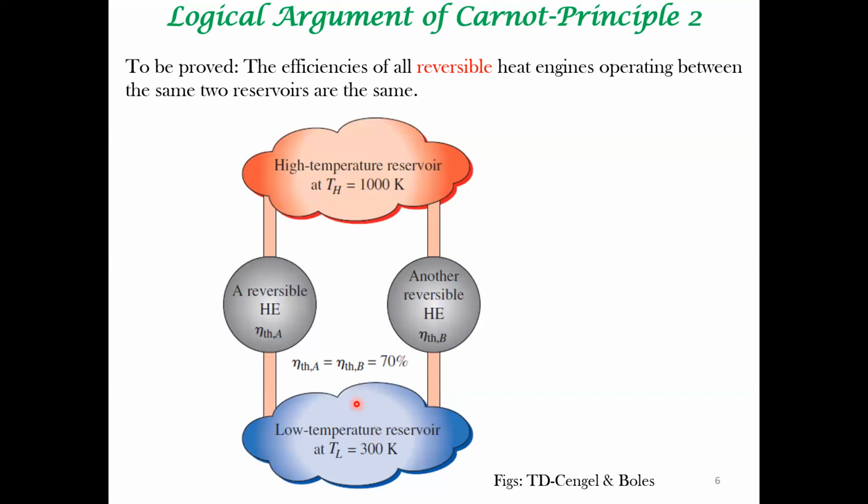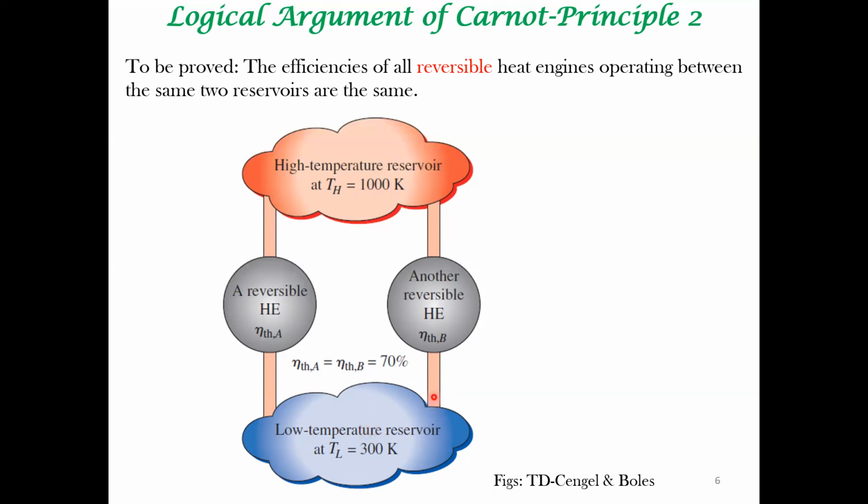If the efficiency is the same, what does it mean? That the heat rejected to the low temperature reservoir is one and the same. Okay, so just fixing the temperatures here fixes the efficiency. But supposing one of the reversible heat engines had greater efficiency, what can you do?